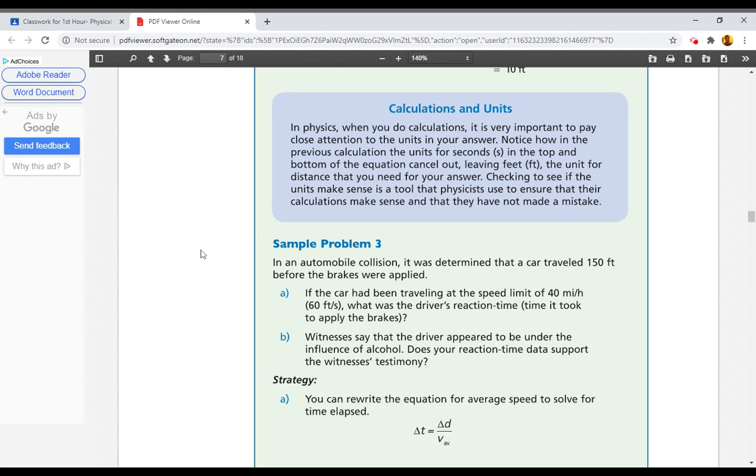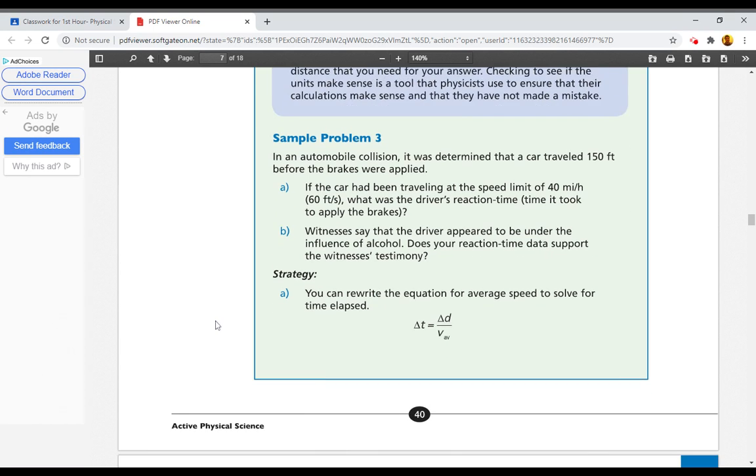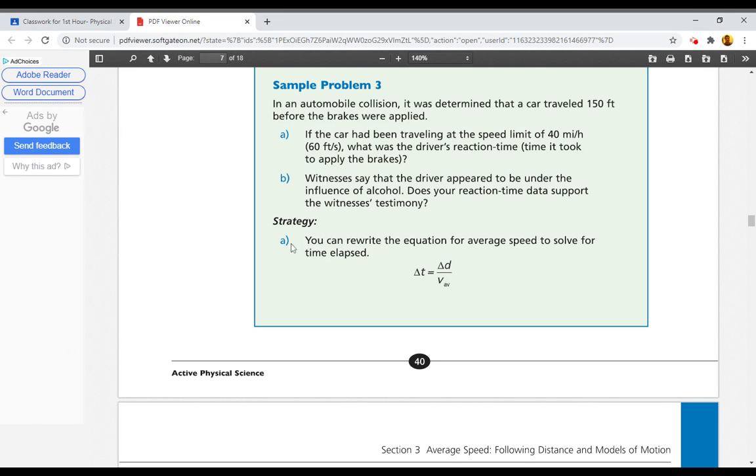Sample problem 3. In an automobile collision, it was determined that a car traveled 150 feet before the brakes were applied. If the car had been traveling at the speed limit of 40 miles per hour, what was the driver's reaction time, the time it took to apply the brakes? Witnesses say that the driver appeared to be under the influence of alcohol. Does your reaction time data support the witness's testimony? Strategy: you can rewrite the equation for average speed to solve for time.